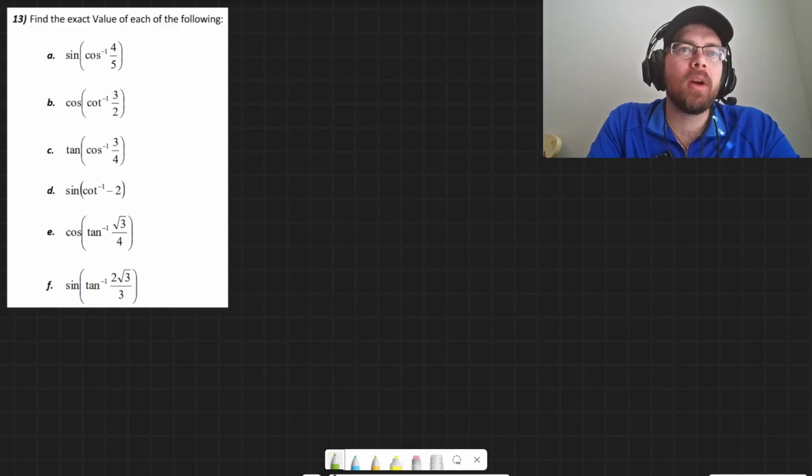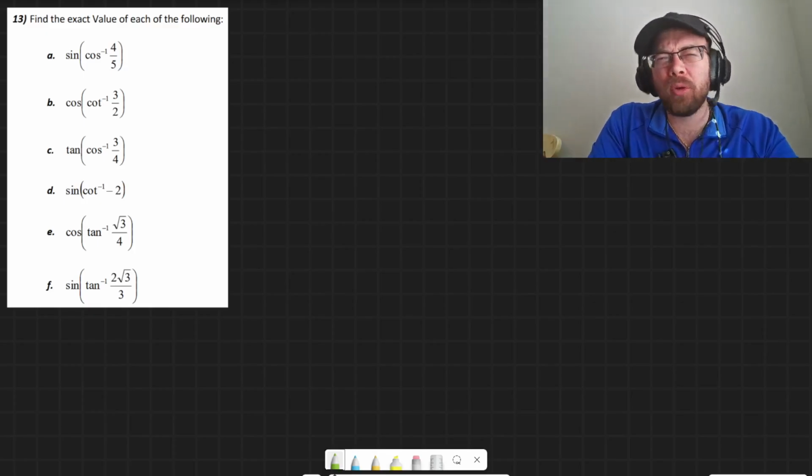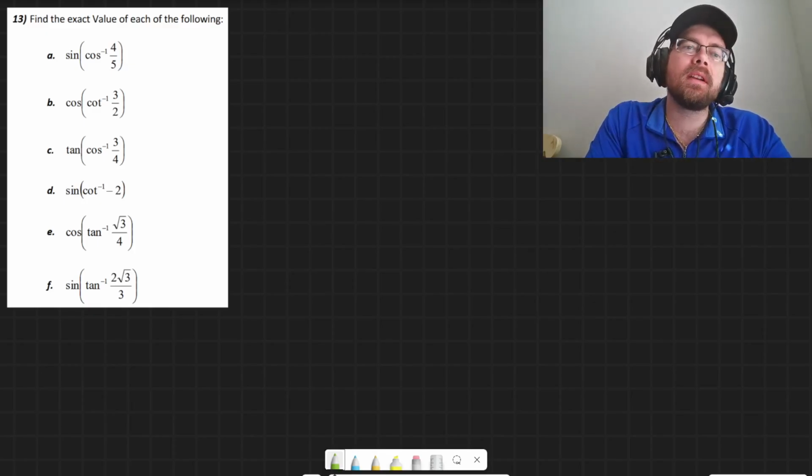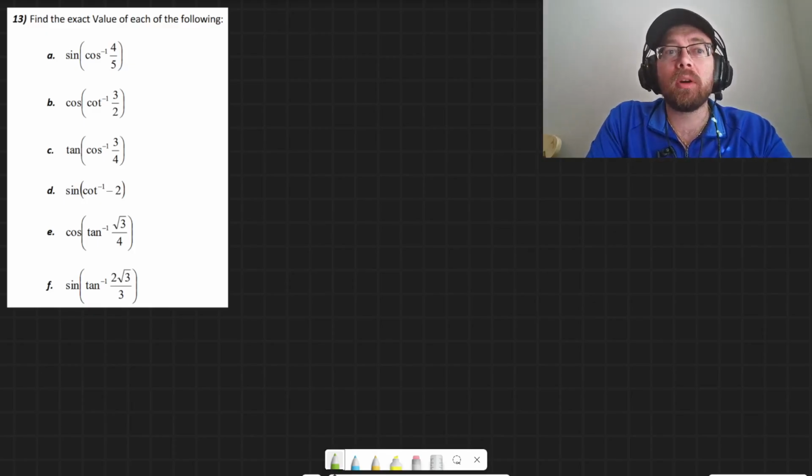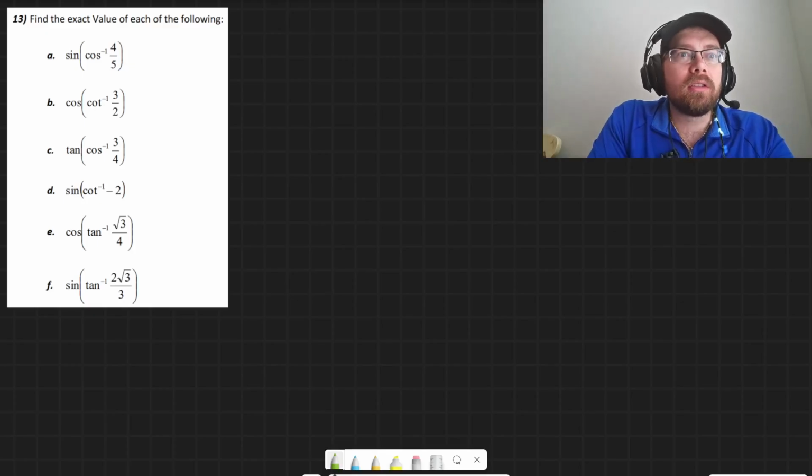This is number 13 on a review for pre-calculus. I forgot what unit, but if this problem looks familiar, then awesome. Or if you have a problem from a different worksheet and it's one of these or something similar to this, then this will probably be helpful for you. So without further ado, we will jump in.